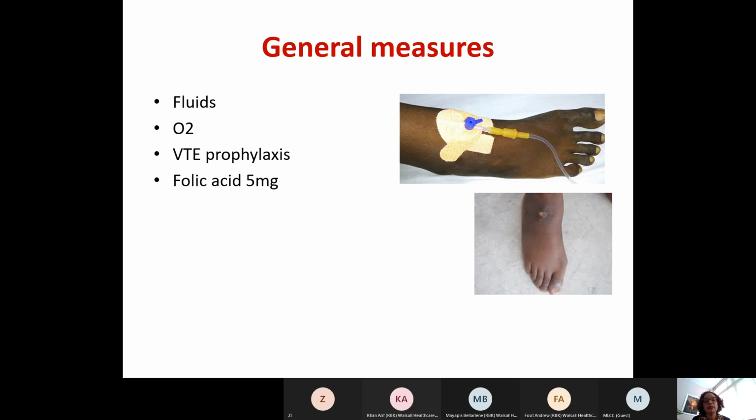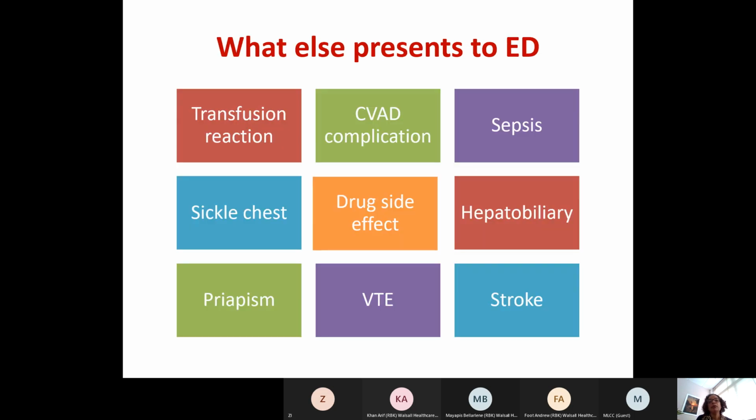Oxygen support as for any other patient if there's hypoxia, and of course VTE prophylaxis is straightforward. So what else presents to the ED? And I will talk a little bit about some of these things today. So transfusion reactions: if somebody is having a delayed transfusion reaction, they may come to ED with pain that mimics sickle pain. And patients who have an indwelling venous access device, complications could be a thrombus or infection.